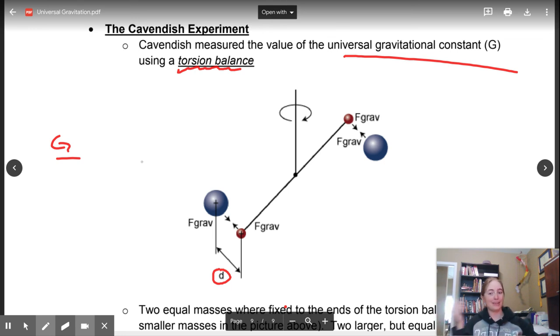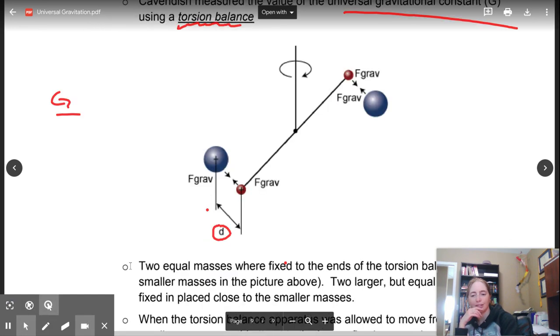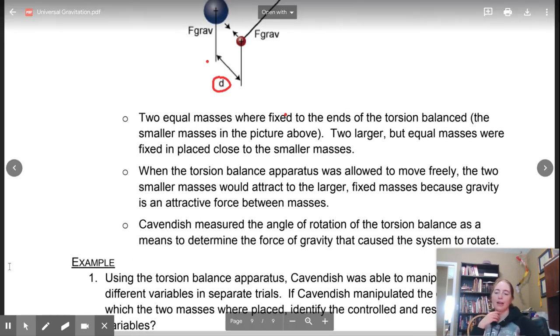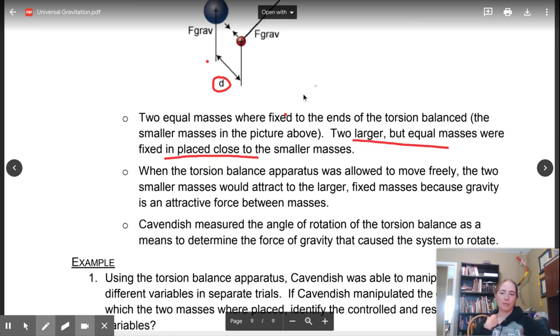And ladies and gentlemen, he was then able to, I can't scroll down because it's still on the pen feature. There we go. Okay. So with these equal masses fixed to the other end, these larger masses were placed there. And once again, they were placed pretty close. They had to be placed close to each other. Why? Too large of a radius, the FG is going to be too small.